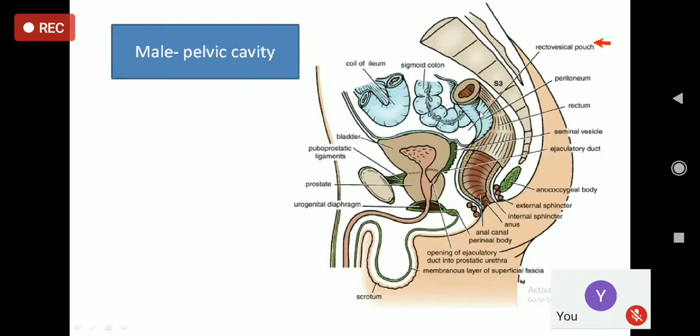So here we can see the sigmoid colon and the rectum. The peritoneum reflects only from the upper part of the rectum anteriorly, and then it reflects to the upper surface of the urinary bladder, and it goes to the anterior abdominal wall to complete the greater sac. So this is the rectovesical pouch in case of male, and these are the other structures of the male: urinary bladder, prostate, seminal vesicle, ejaculatory duct. They are all covered just above by the reflection of the peritoneum from the rectum to the urinary bladder.